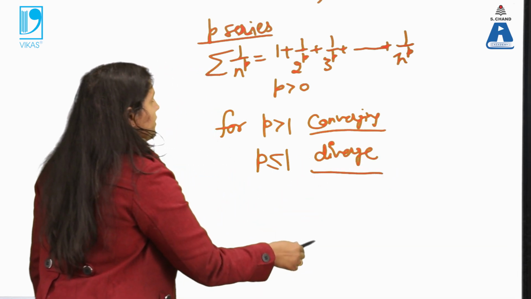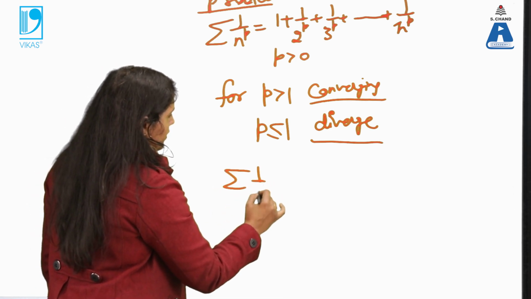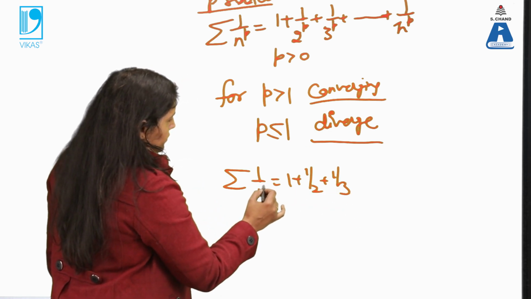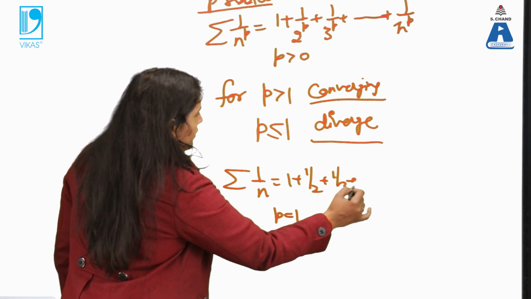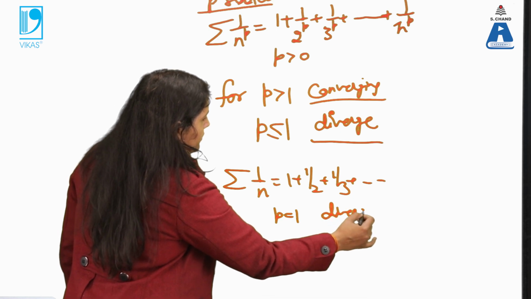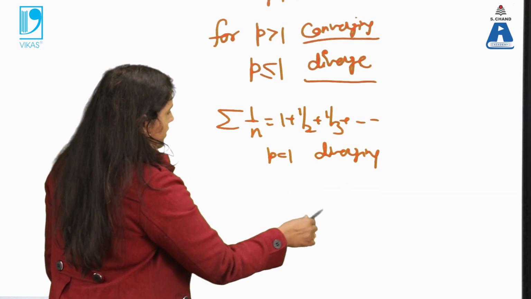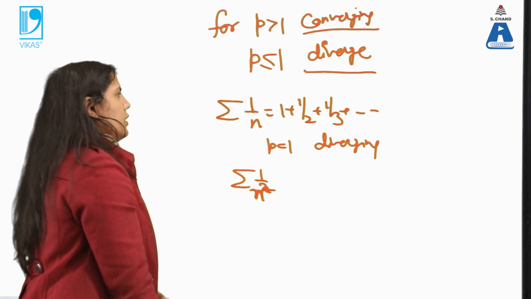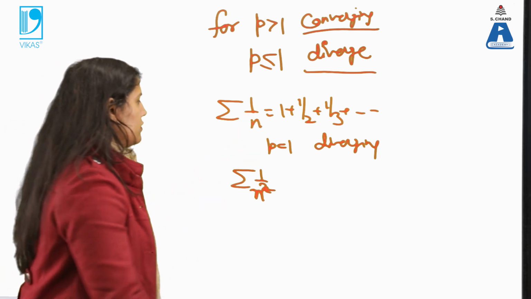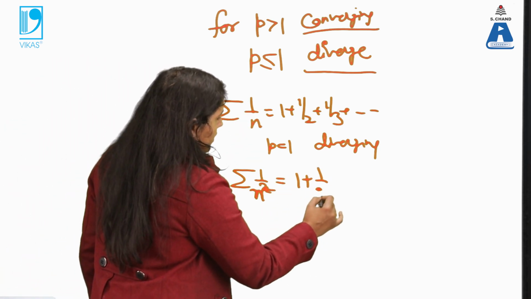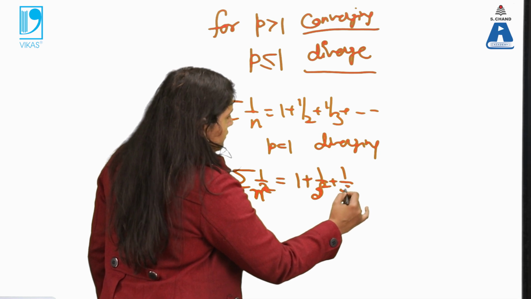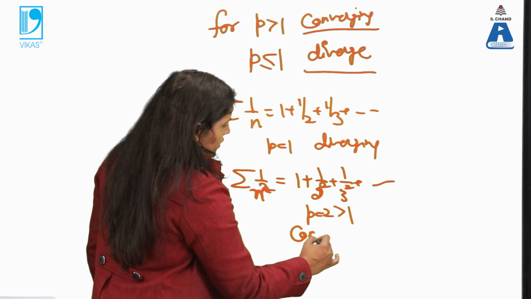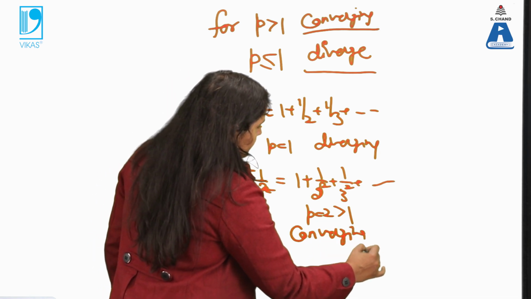So I just take up one example, and my first example is 1 plus 1 by 2 and so on, that is 1 by n. What is P here? P is 1. So it means it is diverging. If I take another example, you can see by the checking of series, if we have a particular series, P series, geometric series, the concept is getting easy. This time P is 2, which is greater than 1. So this series is converging.